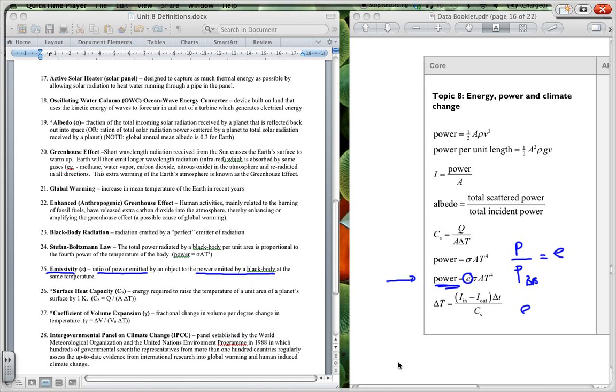Now that E value can go from 0, which is a very poor emitter and doesn't emit energy at all, to 1. 1 is where you would have black body radiation.